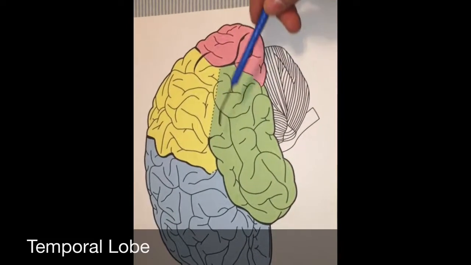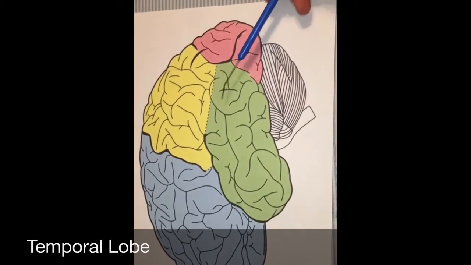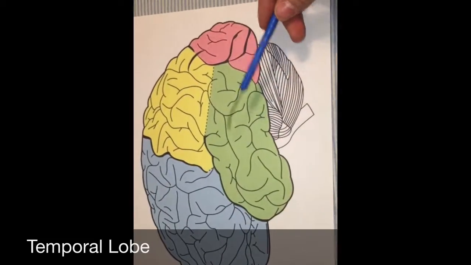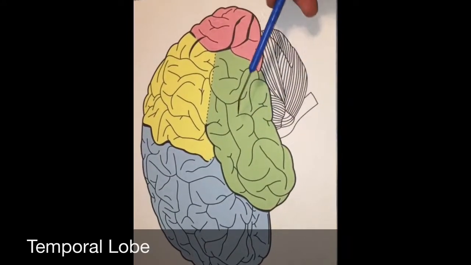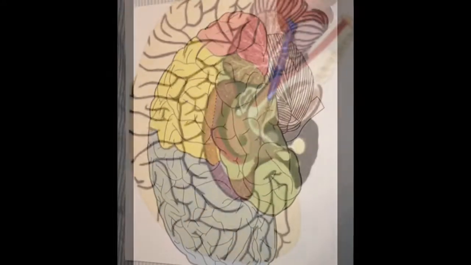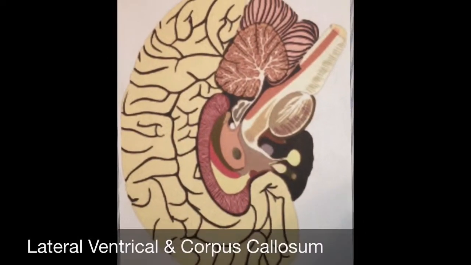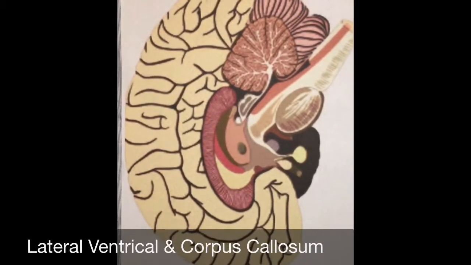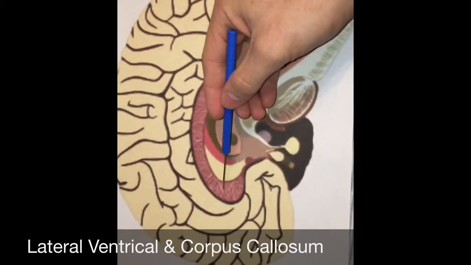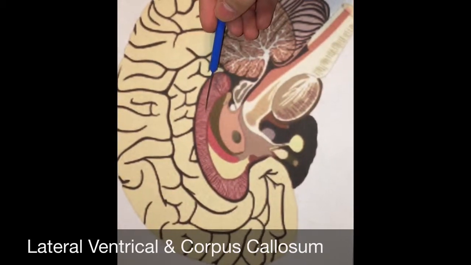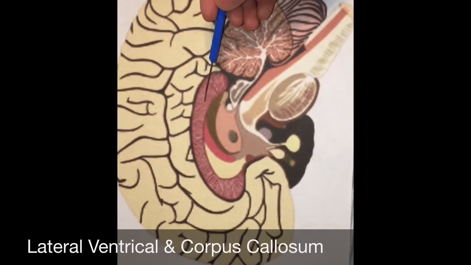And this is a big part of where we retrieve memories from, past memories, like when we study for an anatomy test. This is a big part of retrieving the information that was studied. Moving deeper into the brain, we would see that this right here, following this, is a lateral ventricle. At the end here, we would see the corpus callosum.